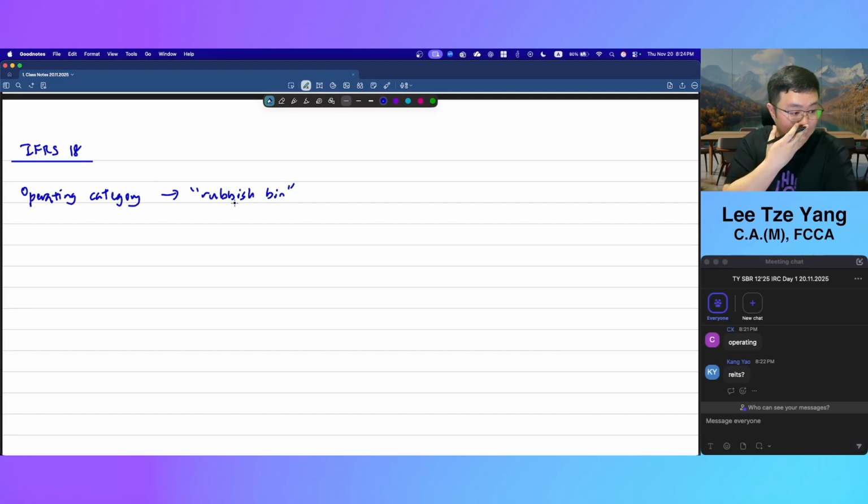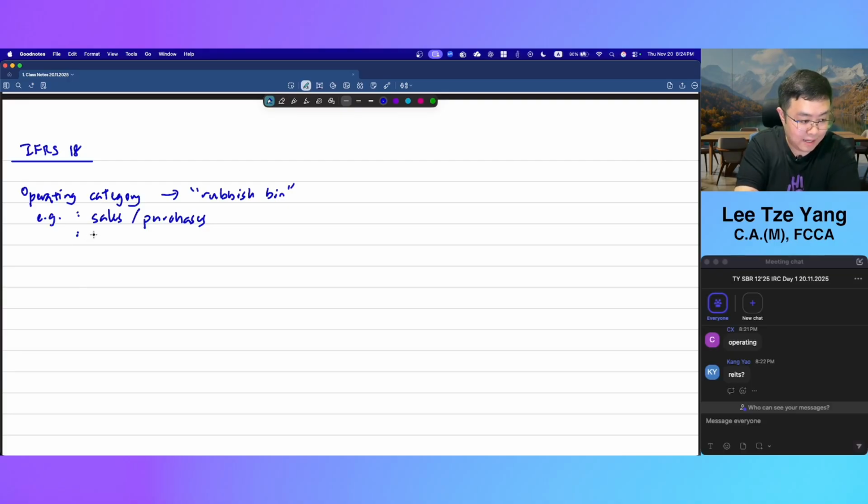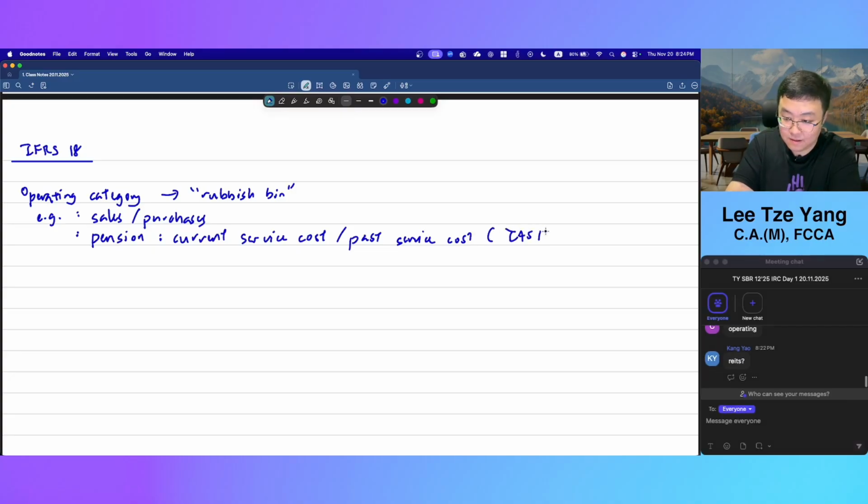Examples that you must know are under operating: if it relates to my sales or purchases, it has to be under operating. Then if it relates to a pension plan, like current service costs, past service costs. If you learn about pension, you know what I mean. This is under IAS 19. It will be under operating. What else?